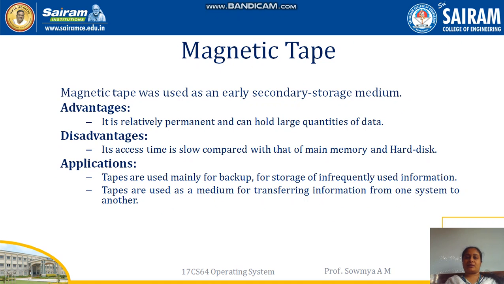Next one is magnetic tapes. Magnetic tapes were used in the early period of secondary storage devices. The advantage of magnetic tapes is that they hold a large quantity of data. The disadvantage is that they are very slow compared to main memory and the hard disk we have, but magnetic tapes are very efficient for backing up data. Tapes are also used as a medium for transferring information from one system to another system.